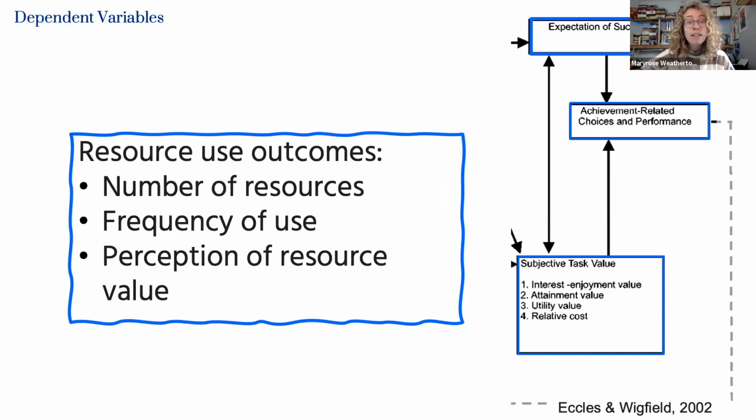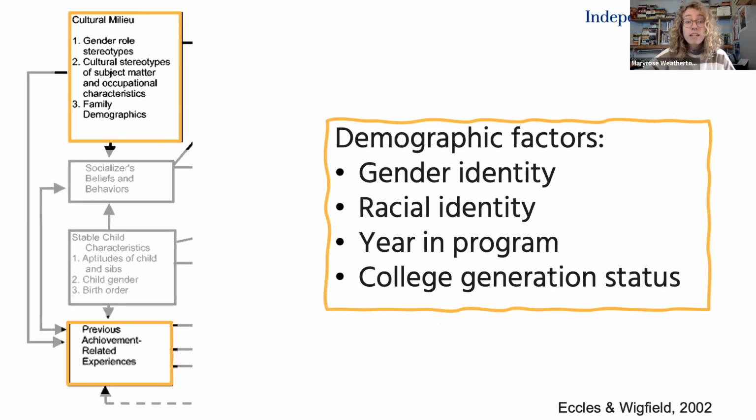Now, these variables boxed in blue are going to represent our dependent variables that we're looking at in these studies, which include number of resources that students are using, how frequently they're using them, and then how they perceive resource value. In terms of the independent variables that we're going to be looking at today, these are those demographic factors like gender and racial identity, year in program, and college generation status. And college generation status just refers to whether or not a student identifies as a first or continuing generation college student.